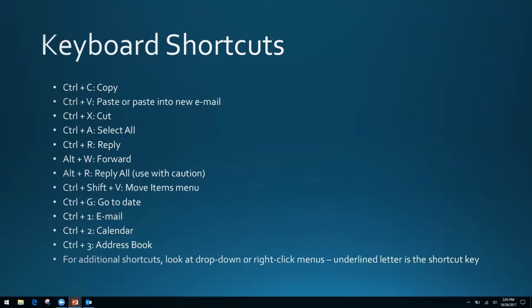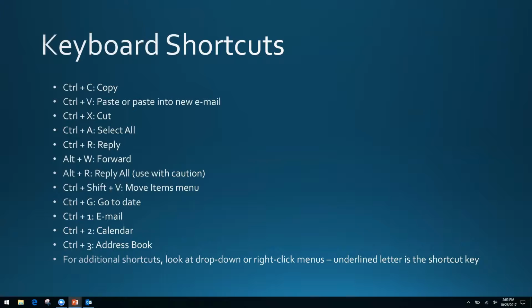And it's always fun to look like a wizard, look like an expert by navigating without ever touching the mouse. So a couple of other shortcuts that are unique to Outlook. To automatically reply to an email that you have selected, you can use Control-R. Alt-W is to forward an email. Alt-R is to reply all.